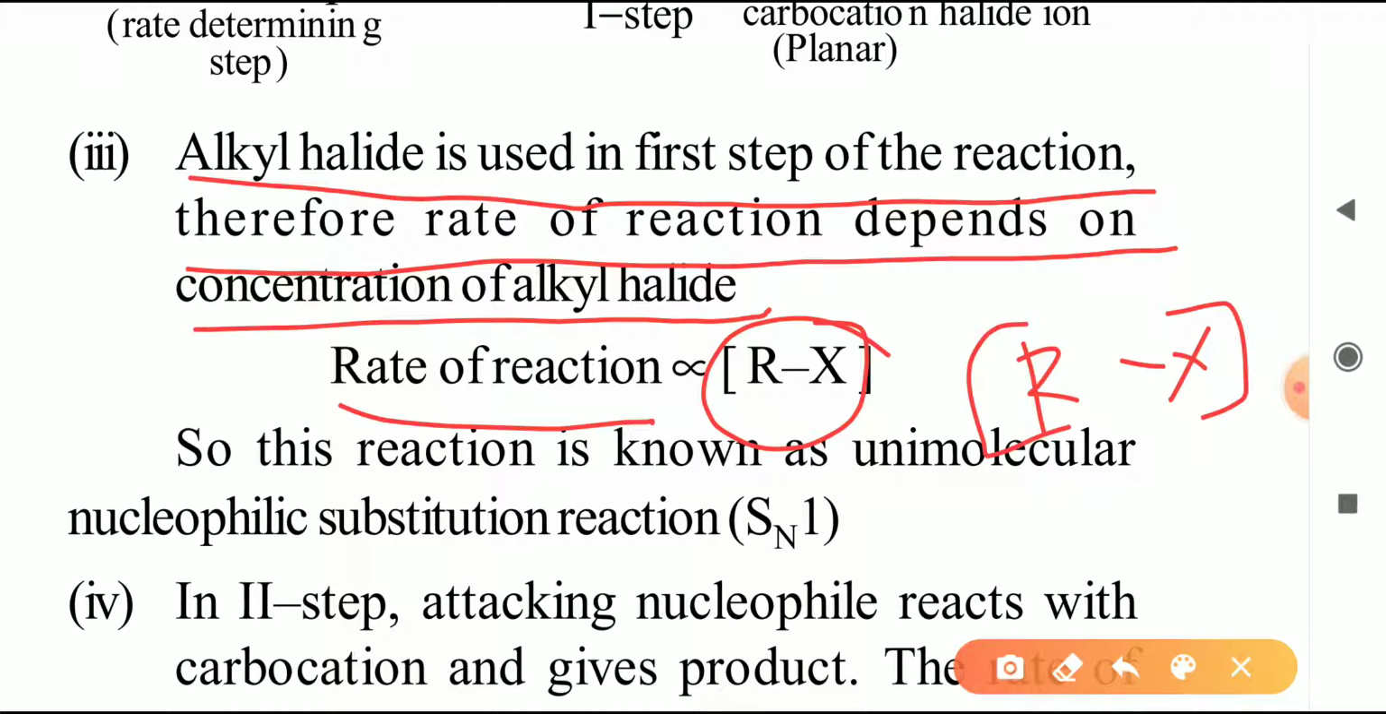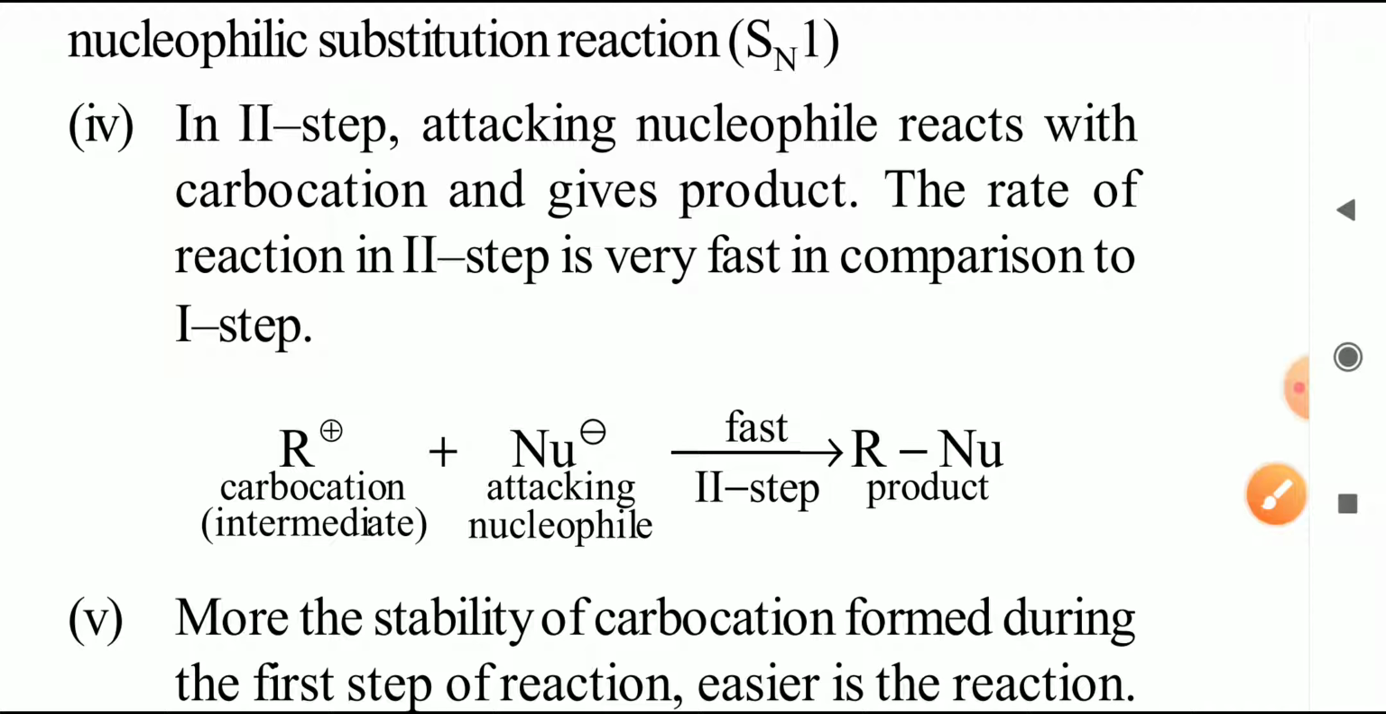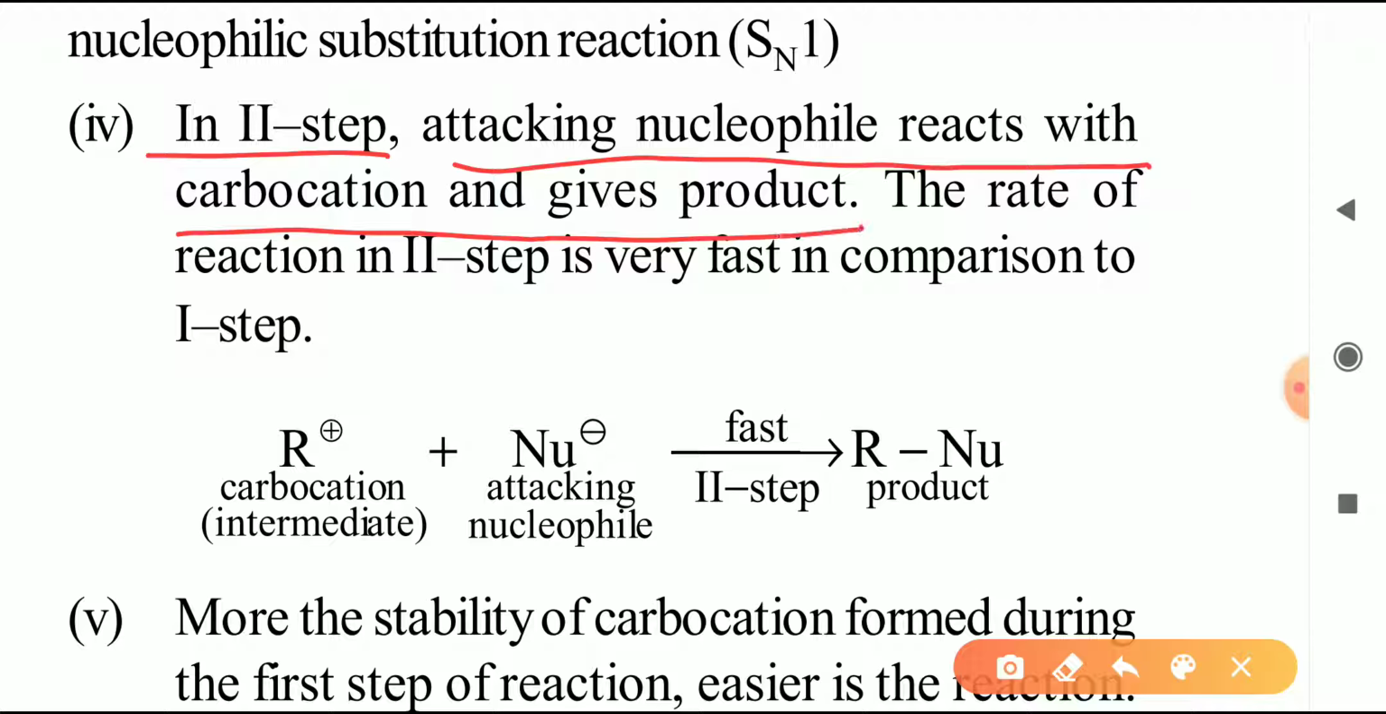That topic is present in chemical kinetics in your fourth chapter: rate determining step, or what is rate of reactions. Now the second step, the fourth point: the attacking nucleophile reacts with carbocation and gives product. Very simple. That is the carbocation which is formed in the first step, and the nucleophile attacks that carbocation, because a nucleophile is a negatively charged particle, and it always attacks a positively charged particle to form a product, R-Nu.